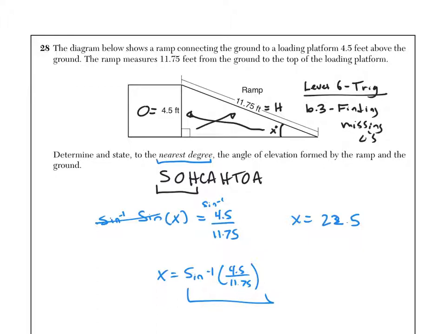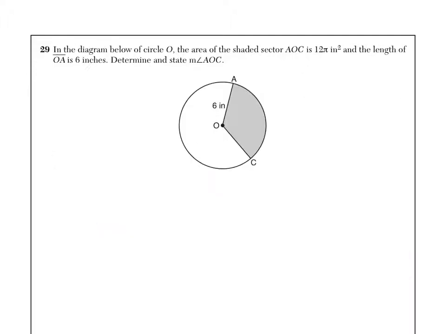Now if you look at the question, it says do this to the nearest degree, so we're going to round this up, and we're going to say that the angle of elevation is 23 degrees, right? We're rounding this up to the nearest degree. And that's it. Now remember, these are 2-point questions, so if you don't round correctly, you actually lose a full point, and you did all this great math work. So make sure you round correctly.